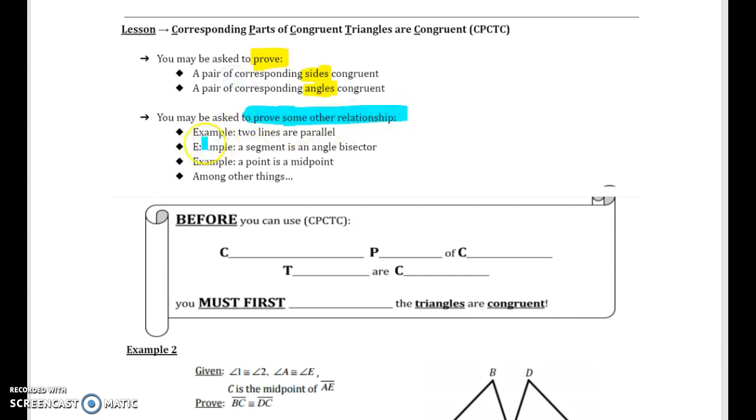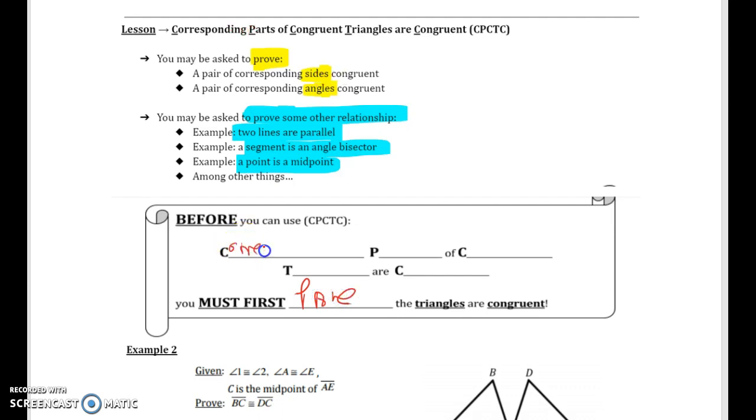For example, you may be asked to prove that two lines are parallel, or that a given segment is an angle bisector, or that a certain point is a midpoint, among other things. In order to do this, we're going to use corresponding parts of congruent triangles are congruent. Before we can use that, though, we must first prove that the two triangles are congruent.